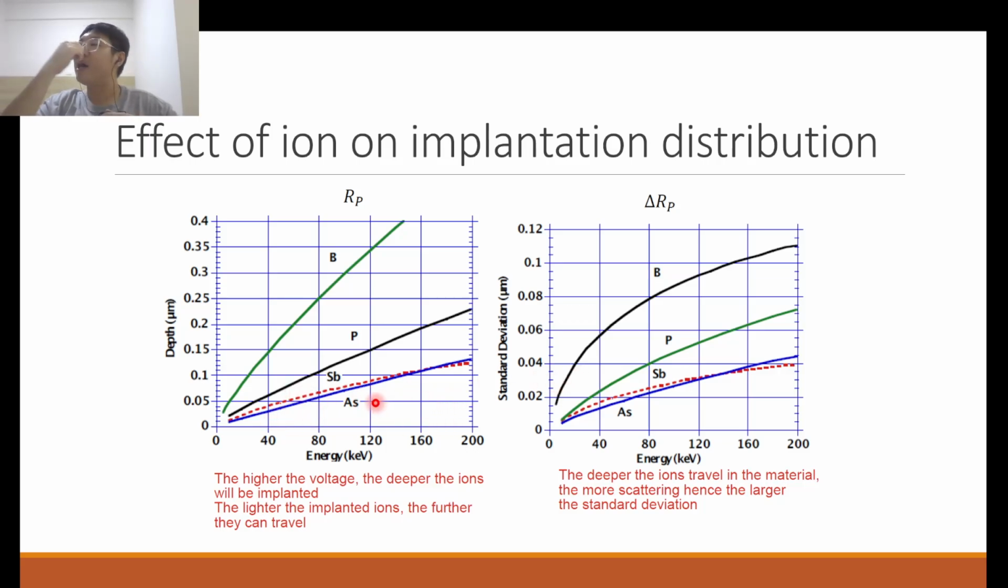Then how about delta Rp? How about the standard deviation or the spread of your implantation distribution? Turns out it also varies the same way, right? That means as your ion gets lighter, right, your delta Rp gets larger. As your voltage, your energy gets higher, your accelerating voltage gets higher, your delta Rp also gets higher. And the reason behind this is that the deeper the ions travel in the material, so the greater your Rp, the more scattering these ions can undergo as they penetrate deep in the material, and hence the larger the standard deviation. So there's a correlation between your Rp and your delta Rp, a positive correlation.